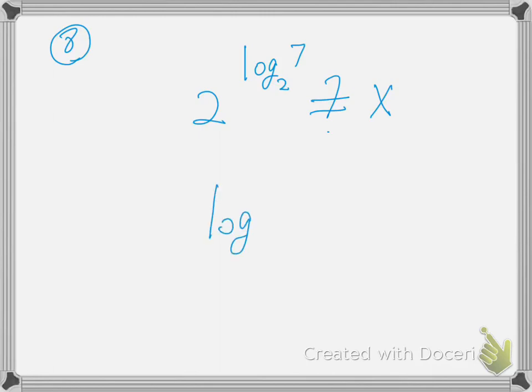Question 8. Question 8 is the special property of log. Okay, so if you write down 2 to the log 2 of 7's power is x, then what will you have? What's the corresponding log notation for this exponential form? So you put a log, you put base 2. So this whole thing on top, this is the exponent.